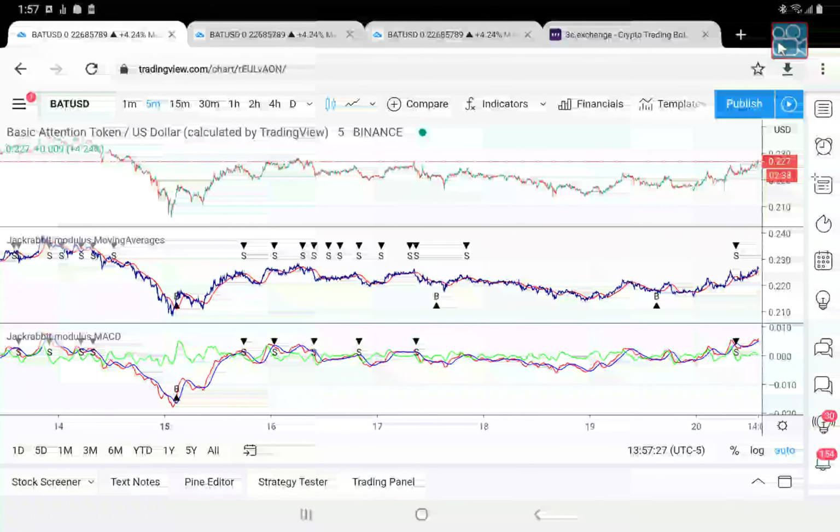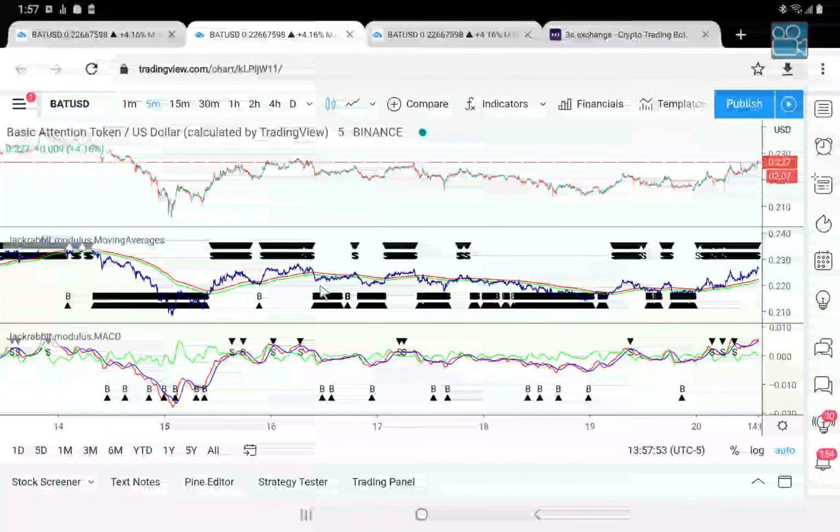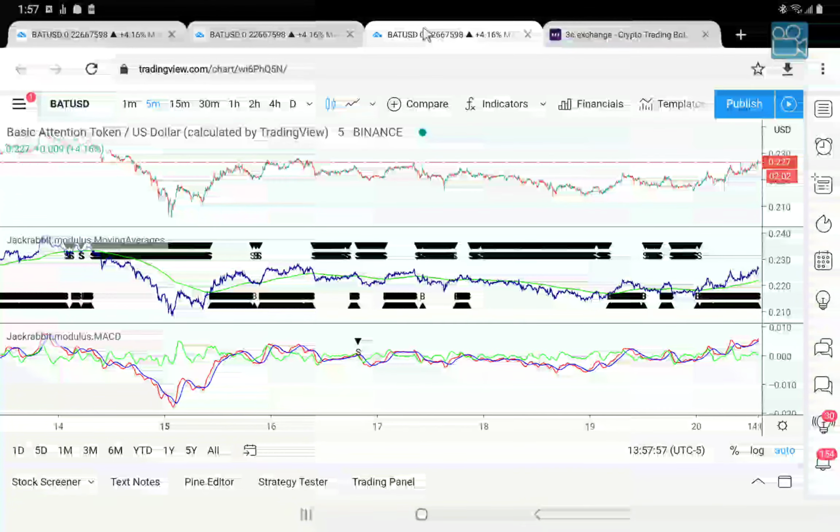Hello. In today's video, I'm going to continue with the MACD moving average follow-up. The last two videos I covered version 1, which is what we are looking at right here on this chart, and I covered version 2, which is this chart. Today, I'm going to cover version 3.